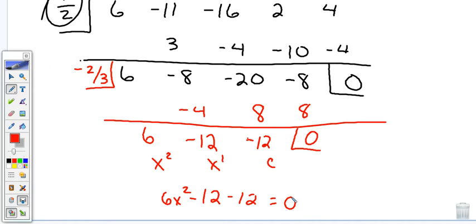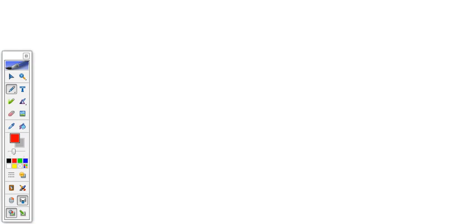I could use the quadratic formula here now to do that. You guys okay with that? If you get this down to a 2nd degree function, we can now use the quadratic formula. All right? Let me see what I have in some calculators, though. Let's save some time here.